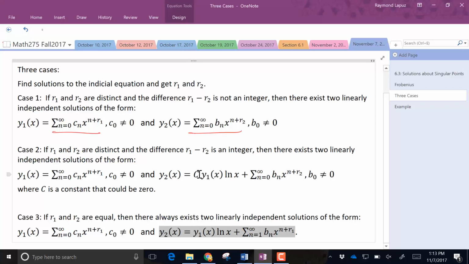This one has an extra constant that might be equal to 0, and then you have y1 multiplied by ln x plus another one. This one's raised to a different power. This one, r1 and r2 are equal, so it's raised to the same power. Oh, that's another difference. Brian, can you take a look? Okay, yeah. So there's another difference here when n is equal to 1 versus n is equal to 0.